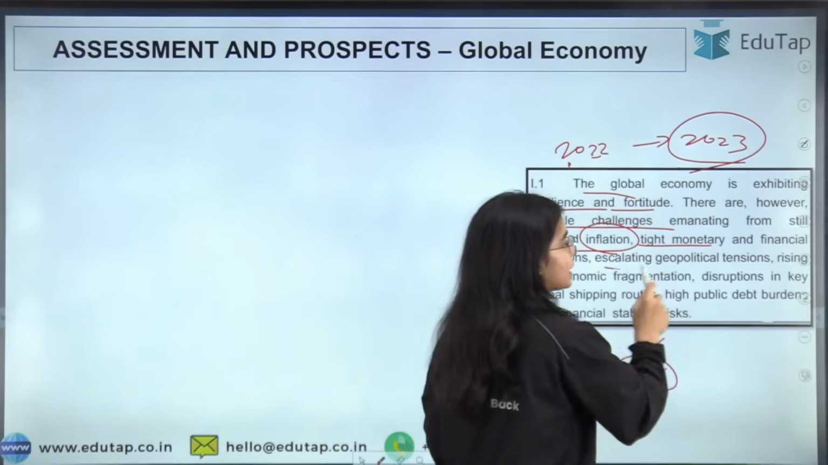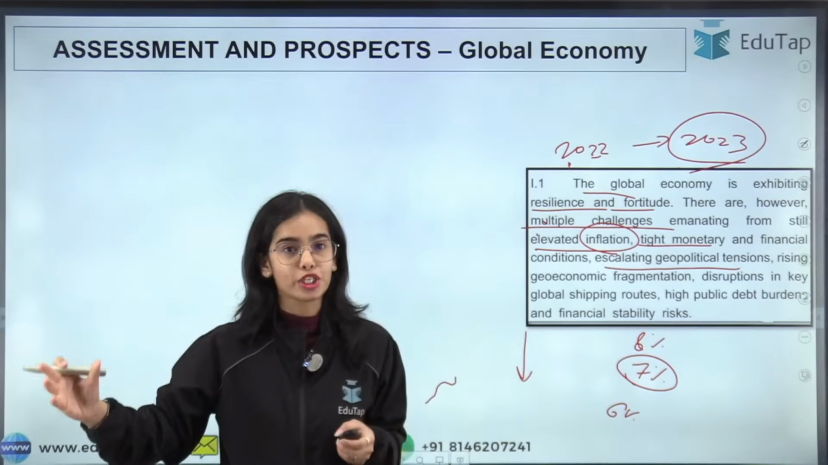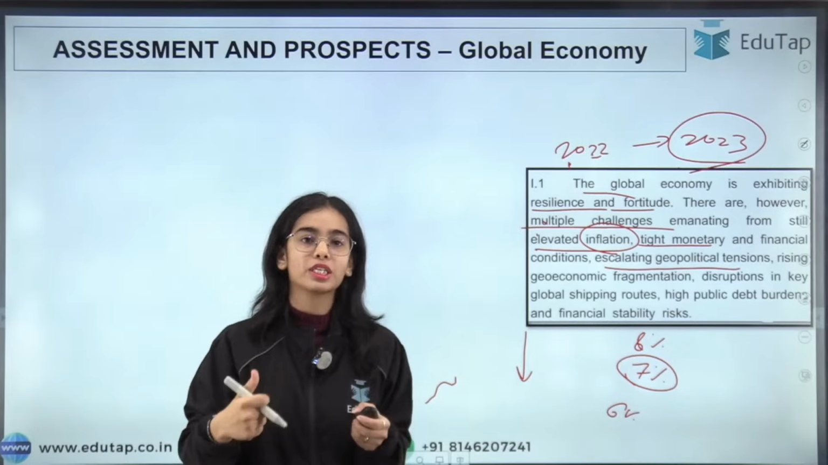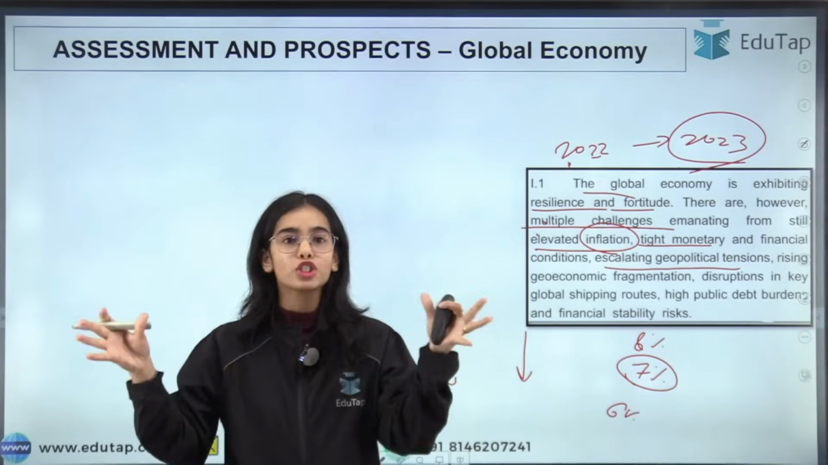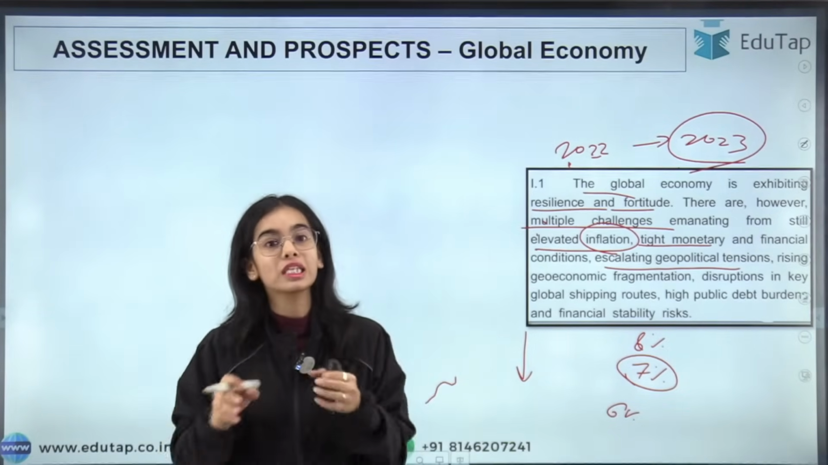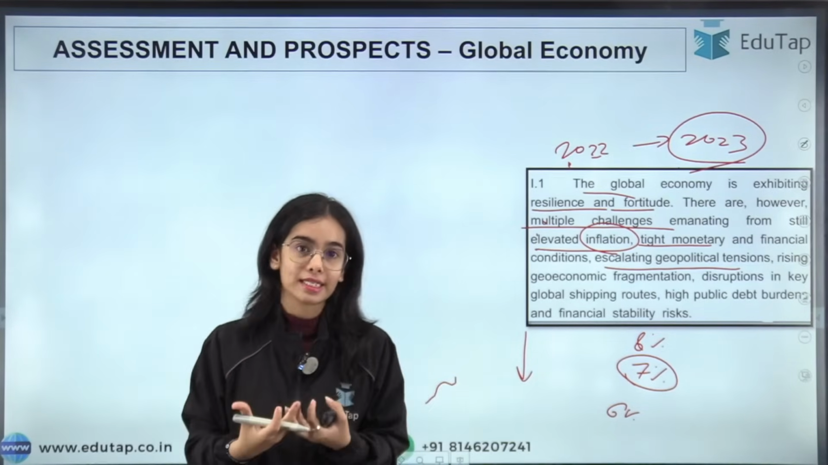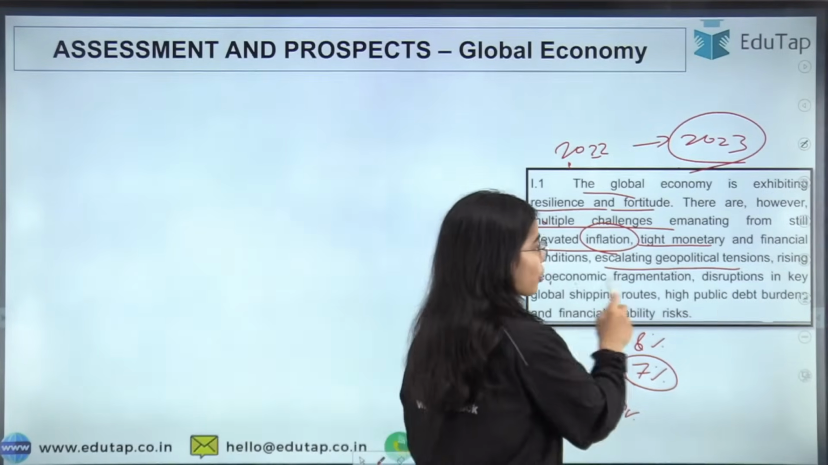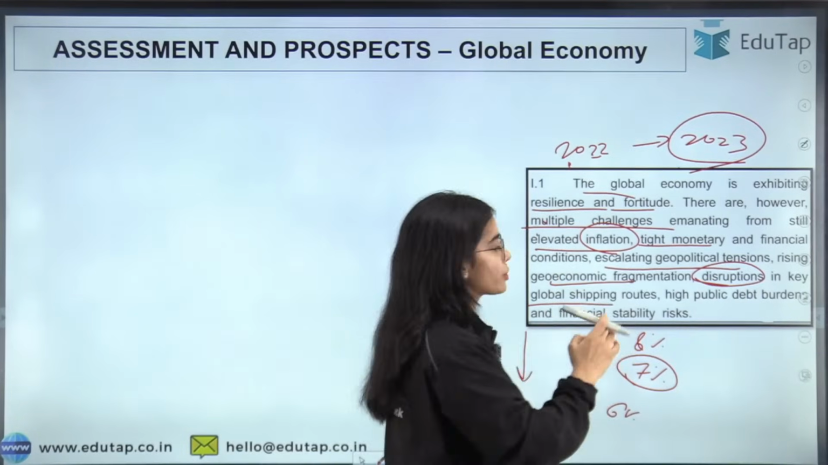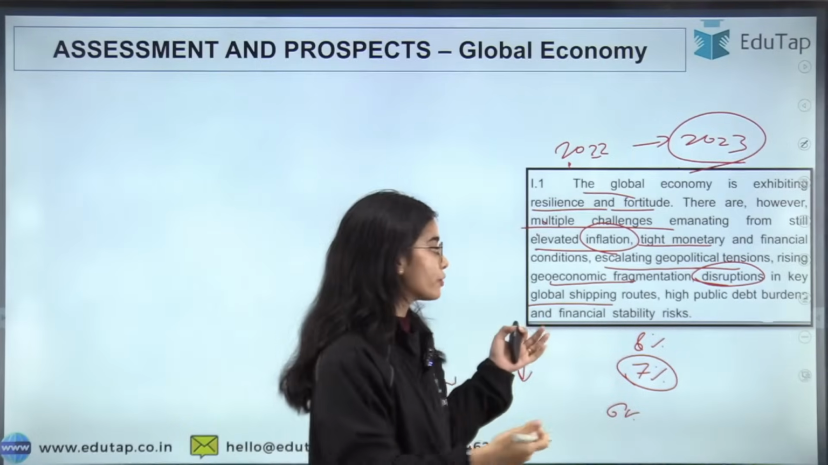Okay, geopolitical tensions are escalating. Before it was the Russia-Ukraine war, now there is the situation in Gaza and such. So slowly the geopolitical tensions, instead of reducing, are expanding. There is more and more geopolitical fragmentation that has started up. Okay, so that is another problem. Disruptions in key global shipping routes have also come forward.